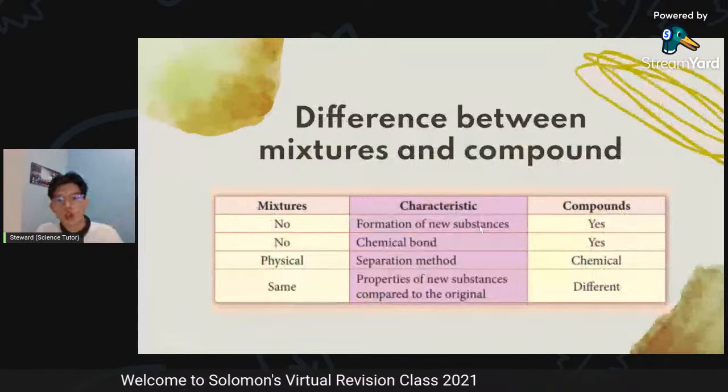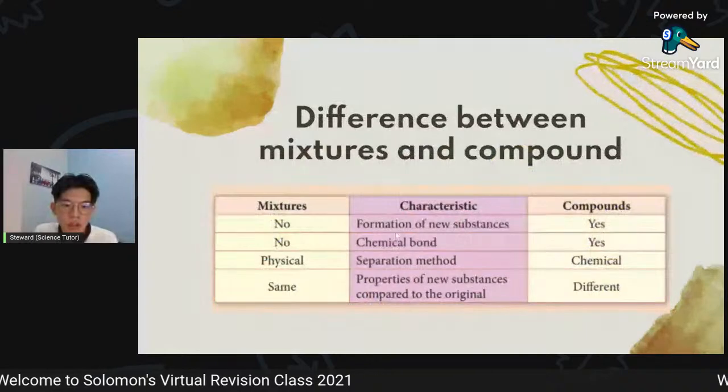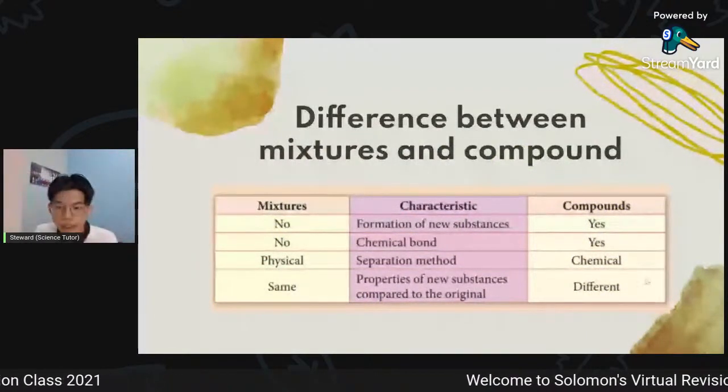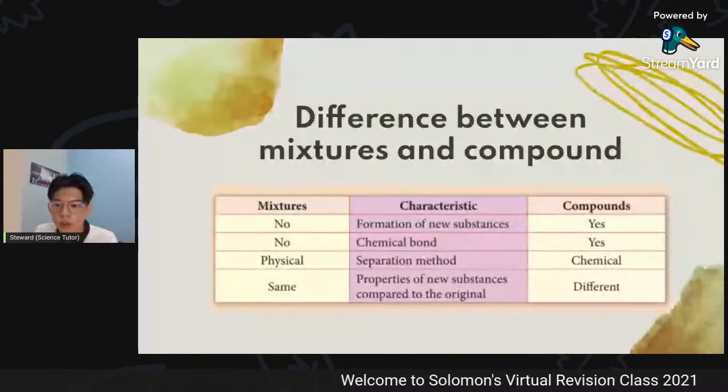Chemical bond, no. Okay, basically a mixture is like air. You just think of it as air. Compound, think of it as iron. So no, yes. Okay, separation method.